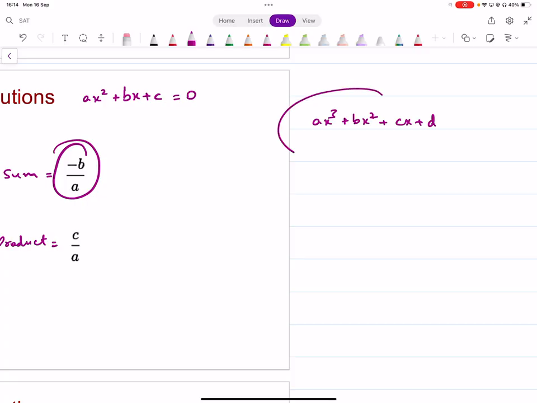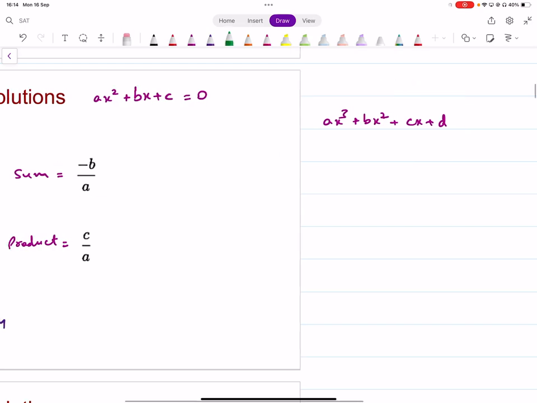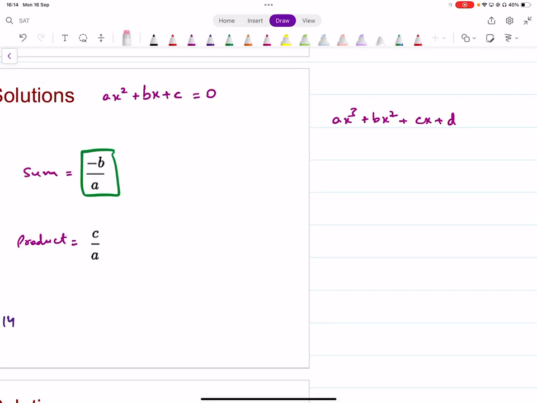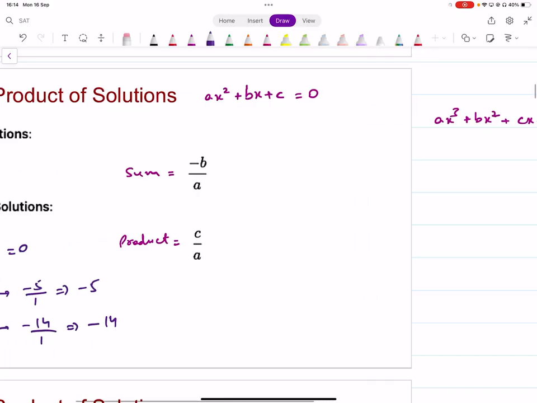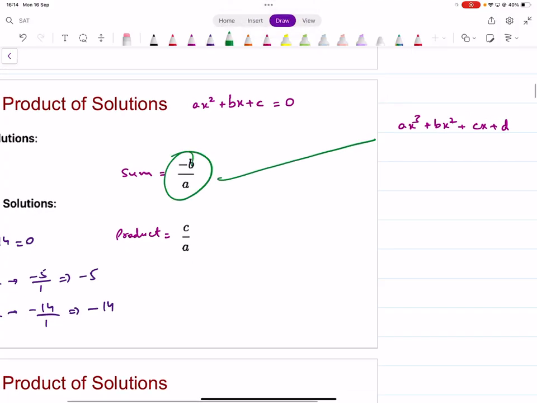Okay? It might have 3 solutions. The sum of these 3 roots is also given by minus b over a. All right? It's not just for quadratic, it works for cubic as well. The product formula slightly changes, but it's not required for SAT, so we'll just skip that. But sum of roots works for any polynomial basically. Yes.